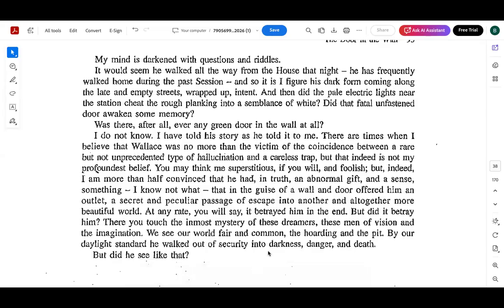Now, this is the list of three that writers often use to convince readers of their point of view. Like you can see, security into darkness, danger, and death. This is also an alliterative phrase that has been used there. You know what is alliteration?